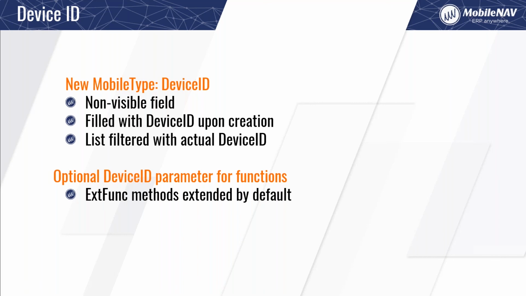If you don't want to use that mobile type, then you also have one more option, the device ID extra parameter for the functions. If you create a function button, then you can supply one extra parameter, the device ID, and if you supply that, then MobileNAV will automatically send the device ID, and on the server side part of the function call, you can access the device ID and save it to a field or something like that. So you can also use that for other reasons if you don't want to use the mobile type device ID for automatic filtering.